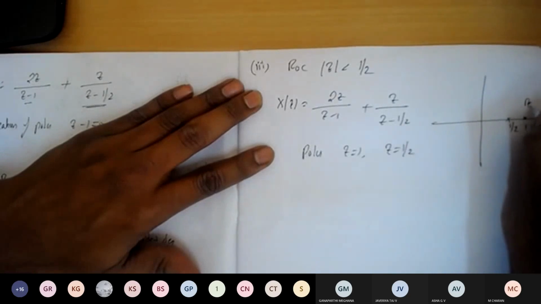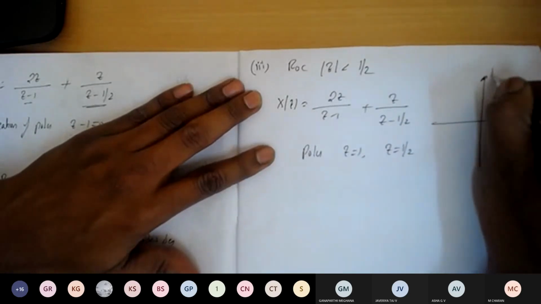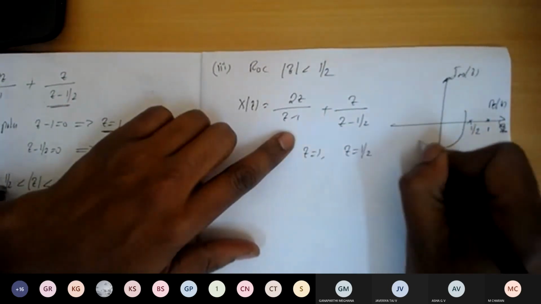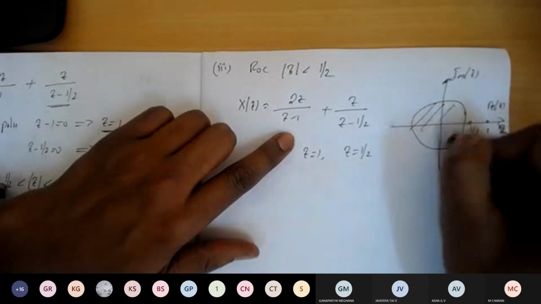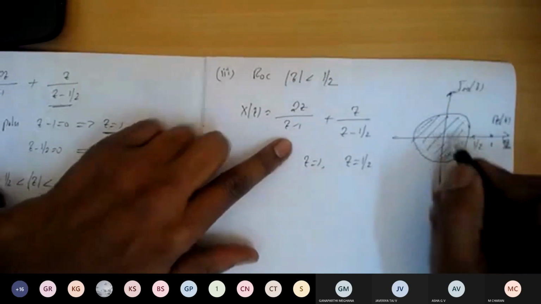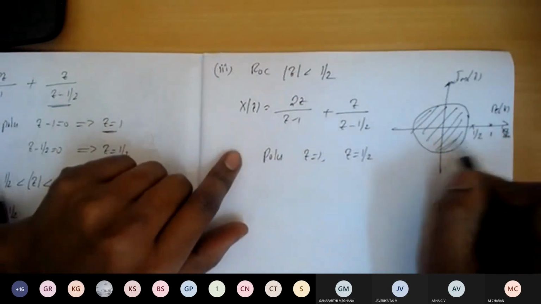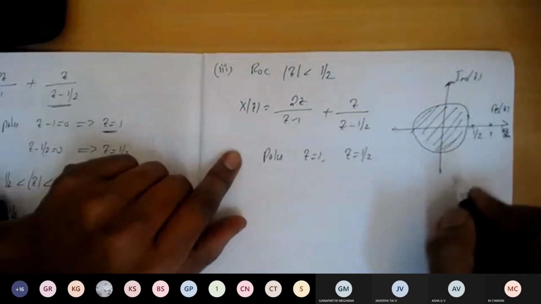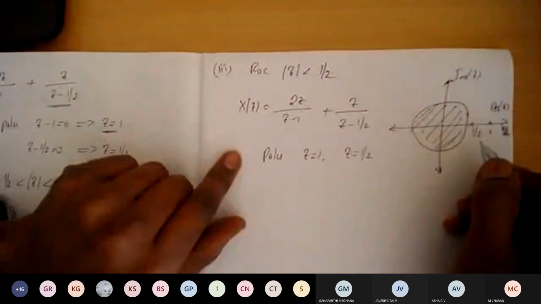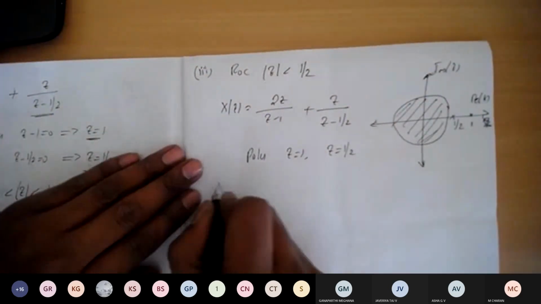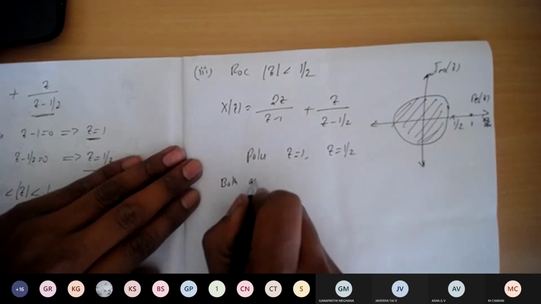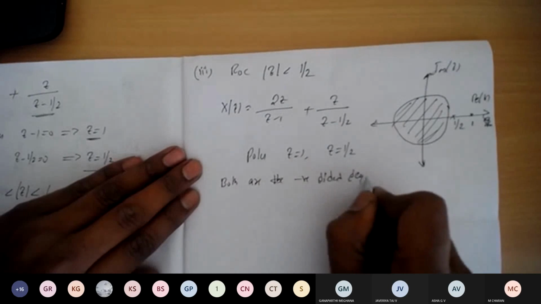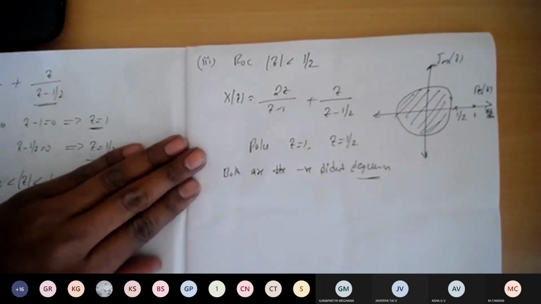So this is the real part of Z, and this is the imaginary part of Z. So the ROC is going to lie inside the circle. The ROC is going to lie inside the circle here, so both are negative-sided sequences. The ROC does not contain any poles here. So it is nothing but the negative-sided sequences that we will get.